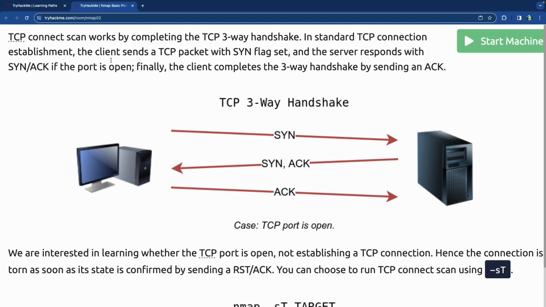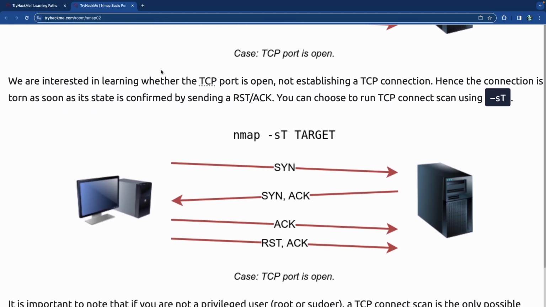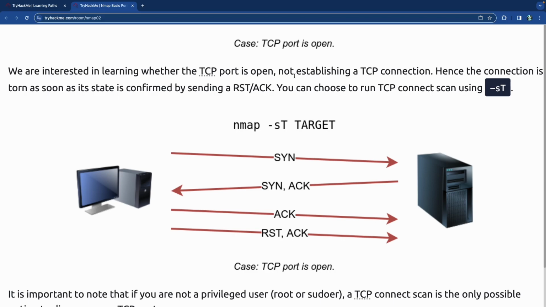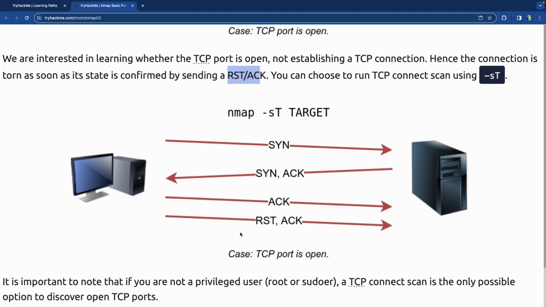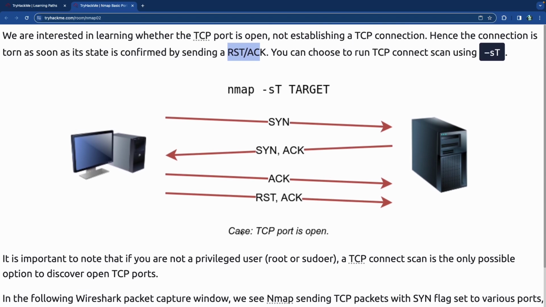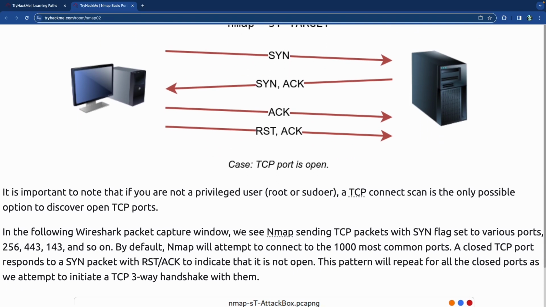In a standard TCP connection, the client sends the TCP packets, so that's us, with the SYN flag set, and then the server responds with SYN/ACK, and then finally we send back the acknowledge. We're interested in learning whether the port is open, not establishing a connection. Hence, the connection is torn down as soon as its state is confirmed by sending the reset acknowledge. You can choose to run TCP Connect using this. So the acknowledge and the RST/ACK will go together, or one after another. And the response is that the port is open.